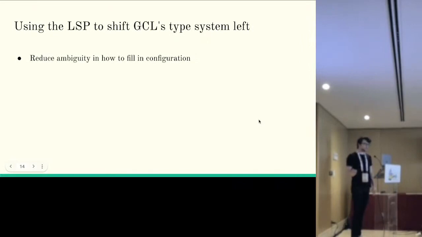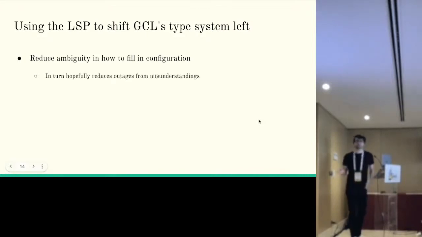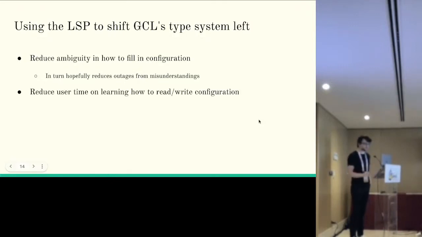So what we're trying to do with this is reduce the ambiguity in how users fill in their configuration. We want to remove the ability for them to do things that they shouldn't do by only suggesting things that we know that they should do. And from this, we hope to reduce outages from misunderstandings, like that gigabytes versus kilobytes, and stuff like that. That's where a lot of configuration issues come about from.